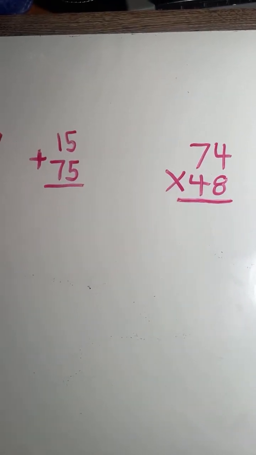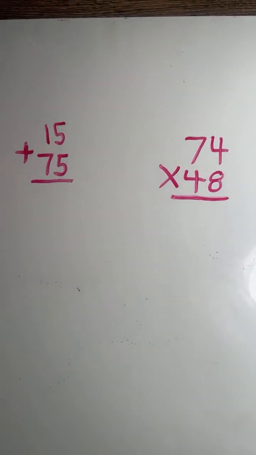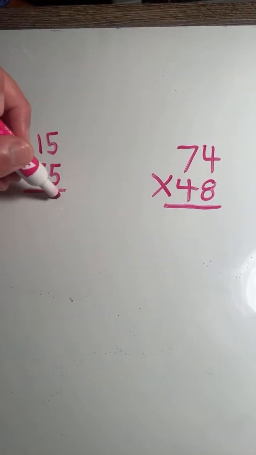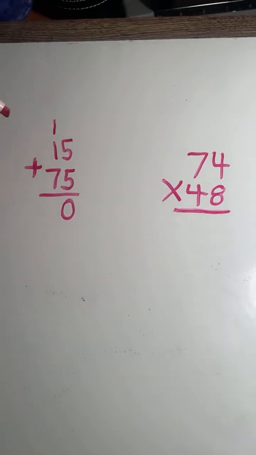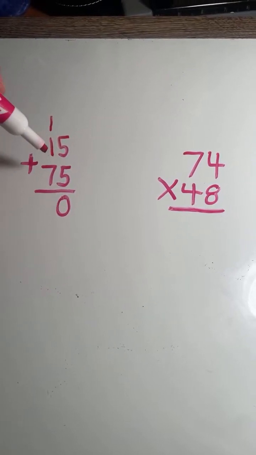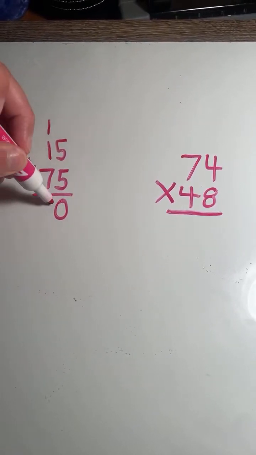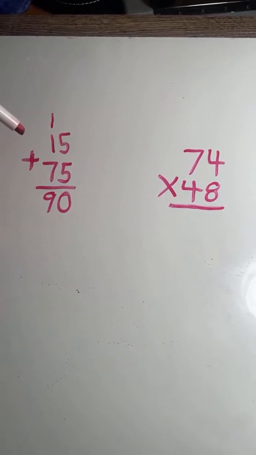All right, 15 plus 75. So we start in the ones place. 5 plus 5 equals 10. The 0 in 10 goes in the ones place. The 1 in 10 gets carried over to the tens place. Anytime our sum is 10 or more, we will need to regroup. 1 plus 1 equals 2, plus 7 equals 9, and we have our final answer. 75 plus 15 equals 90.